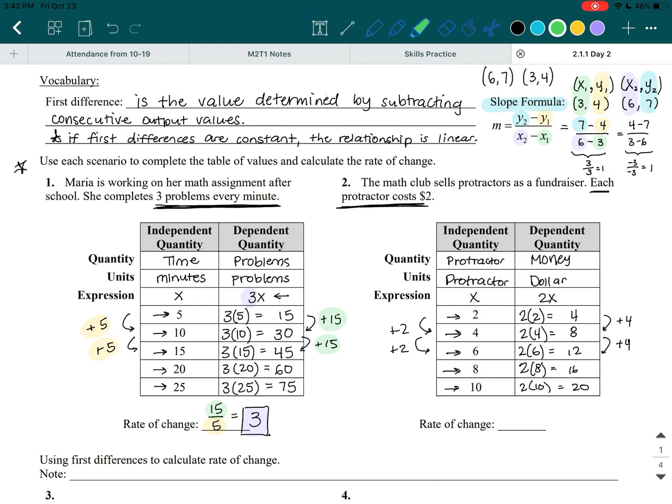So we're going to do the same process to calculate our rate of change. Take this 4, put it on top. Divide it by the left side jumping amount, 2. So we take 4 divided by 2, and then we get our answer, our rate of change, which is 2.